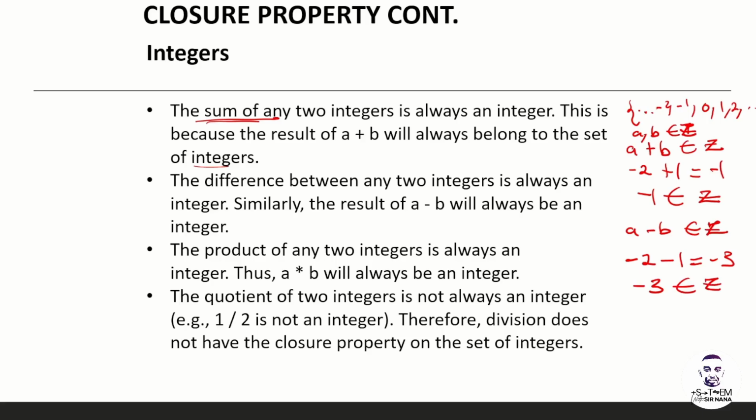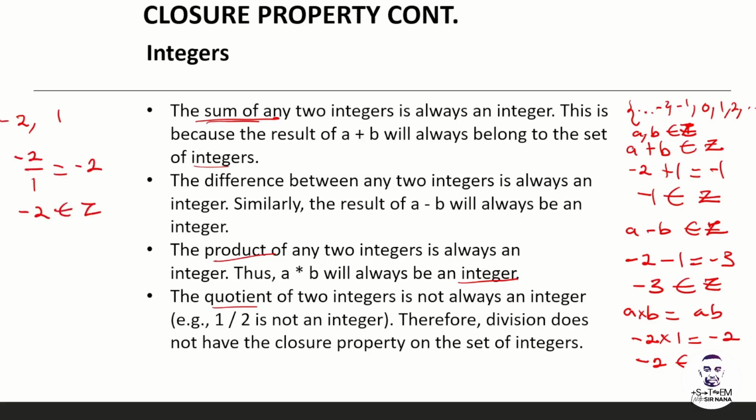So we can also check for products. We have a multiplied by b, which gives us ab, right? If you have -2 multiplied by 1, it gives us -2. And we know -2 belongs to the set of integers as well. So the product is also closed when it comes to integers. But then when it comes to the quotient, for instance, we use -2 and 1. The quotient deals with division, so we have -2 divided by 1. And that will give us -2, and -2 belongs to the set of integers.